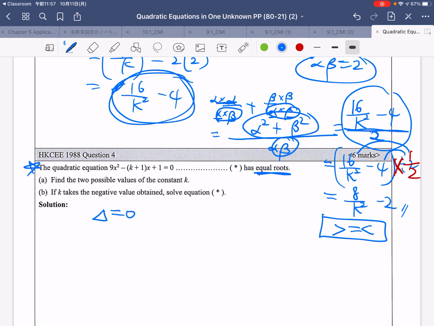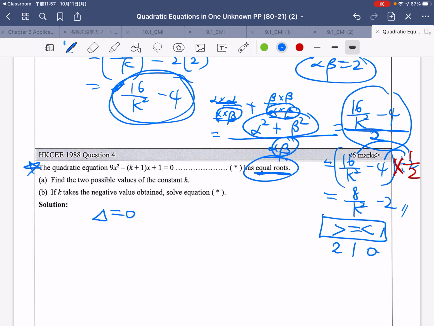If delta is greater than 0, you have two unequal or distinct real roots. If delta equals 0, it should have one root. If delta is less than 0, it should have no real root. This time our delta is equal to 0.